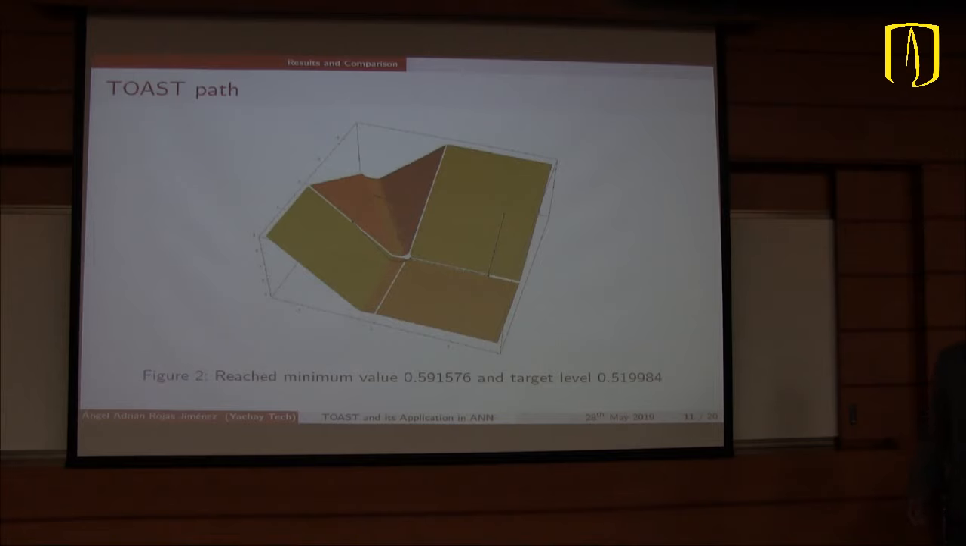We set our target level equal to half of the initial empirical risk error. So it's like a contour that gets in here. The first target level, we reach it at this point.